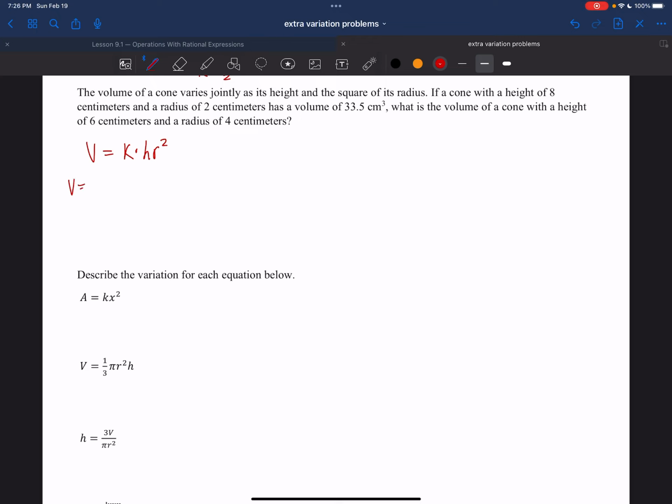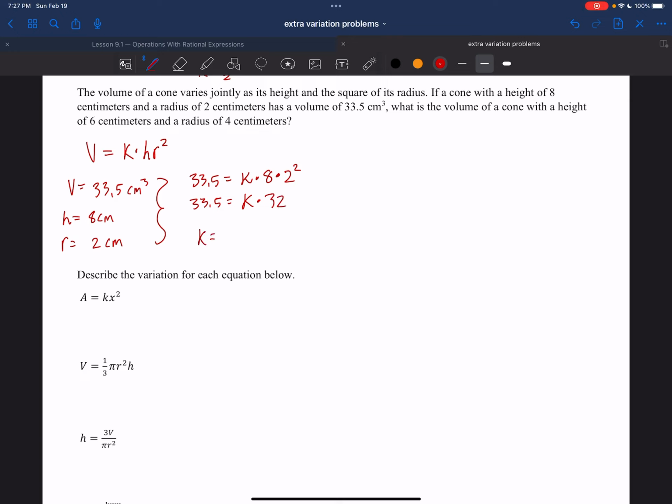V equals 33.5 centimeters cubed. Height equals 8 centimeters, and the radius equals 2 centimeters. Okay, we're going to use this information to find K. So 33.5 equals K times 8 times 2 squared. Running that little quick calculation there, that's K times 32.